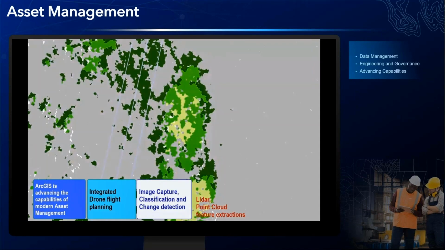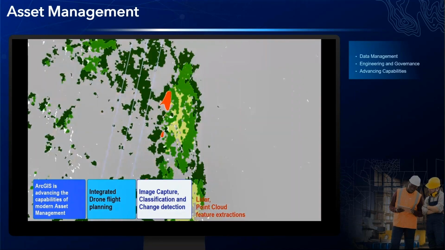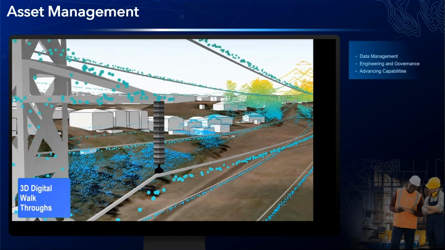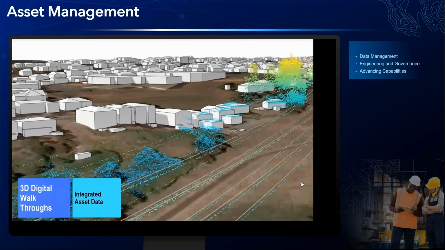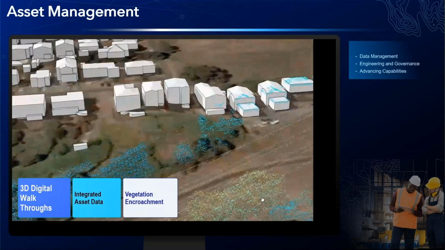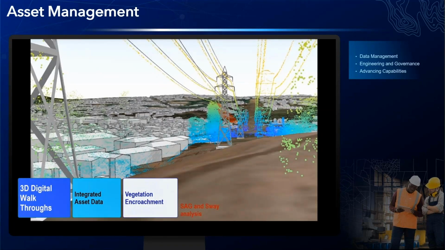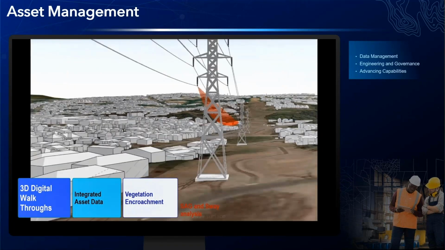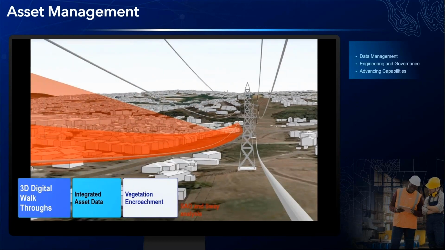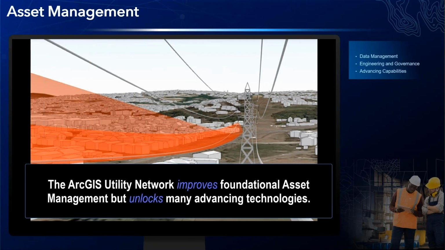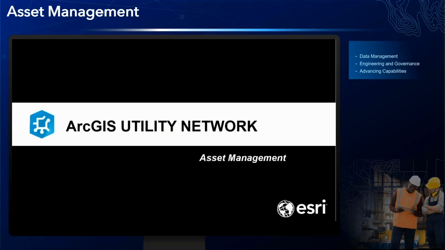So if you look at something simple like vegetation management and corridor maintenance, you can find the hotspots. But then we really push it and start bringing that information and creating this true 3D digital walkthroughs of our assets. So this is integrating all that data together and bringing in that vegetation encroachment. We're also bringing in and understanding what is the sag and sway analysis of our network, bringing in that holistic view of our assets and integrating it with all the other data sets. So the ArcGIS utility network improves those foundational asset management techniques, but it also unlocks many other advancing technologies.